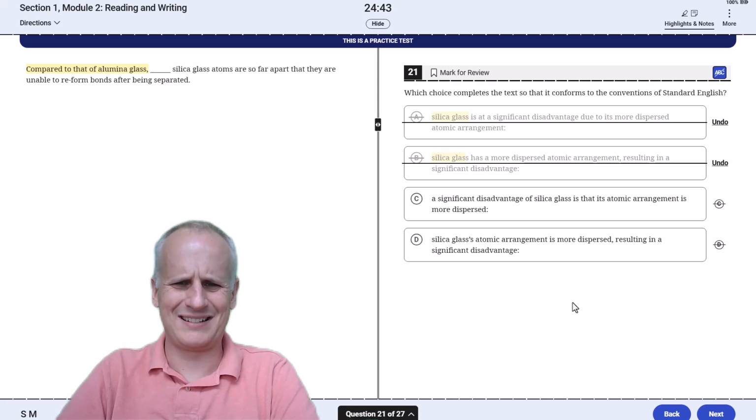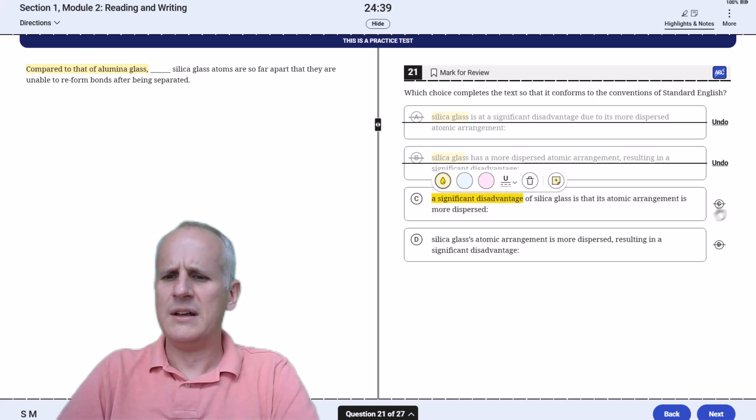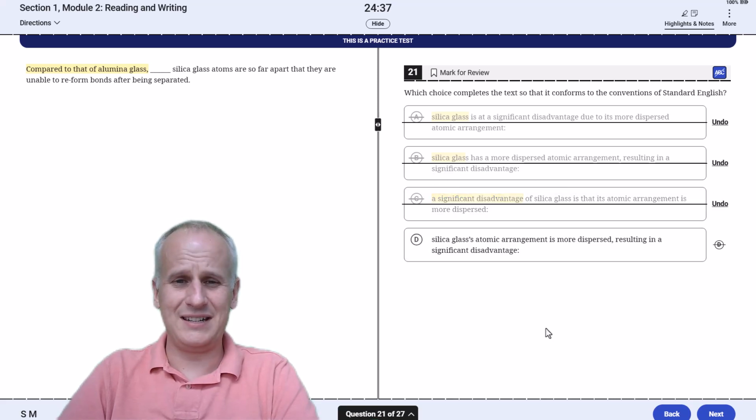And again, why would alumina glass have a significant disadvantage just inherently? So we're going to eliminate choice C as again having an incorrect comparison. But this possessive of silica glass's atomic arrangement, well, alumina glass and silica glass certainly could have two different atomic arrangements that were compared. So let's read choice D to confirm an overall coherent meaning in full.